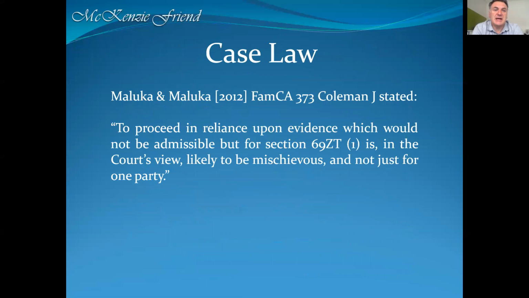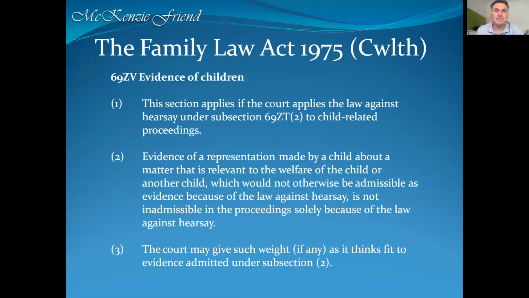Now, let's have a look at Maluka and Maluka in 2012, where Justice Coleman stated that to proceed in reliance upon evidence which would not be admissible but for section 69ZT(1) is, in the court's view, likely to be mischievous and not just for one party. So it is always best to try to put forward evidence that is admissible under the Evidence Act, and you would be very careful if you try to use 69ZT(1) to put in inadmissible evidence.